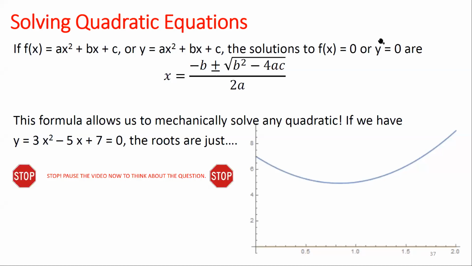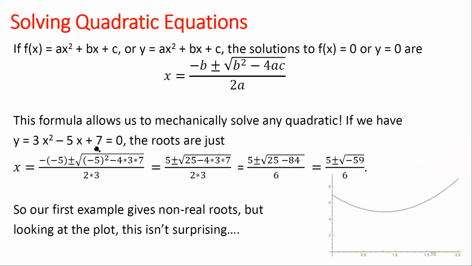So if we want to use this formula, we have to find what are a, b, and c. So a would be 3, b would be negative 5, and c would be 7. And so when we substitute in, we get the following. And then we just do some simplifications. And when the dust settles, we get 5 plus or minus the square root of negative 59 over 6. So our first example has no real roots. Well, if you look at the function, notice how we have this plus 7 over here. When x is 0, the function is 7. And here's a little bit of a plot. The lowest value looks like it's a little bit before 1.